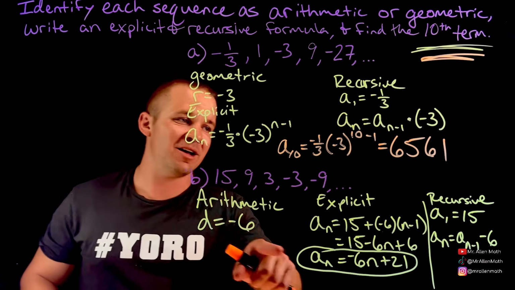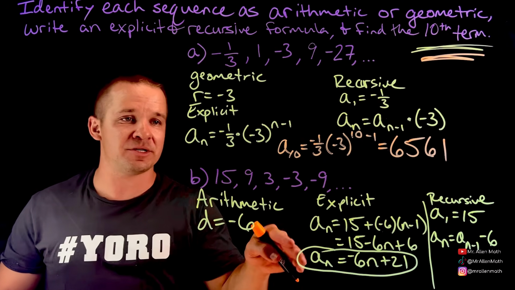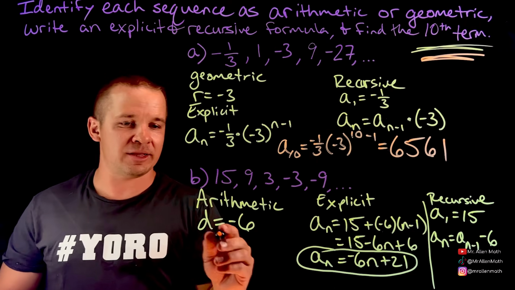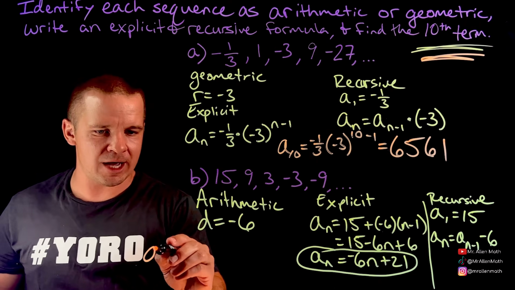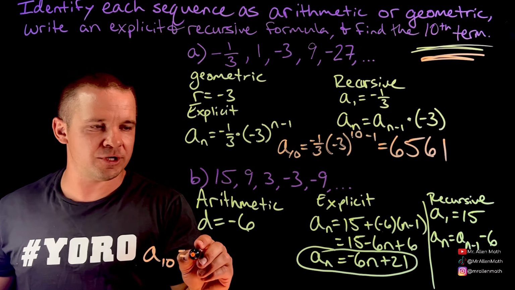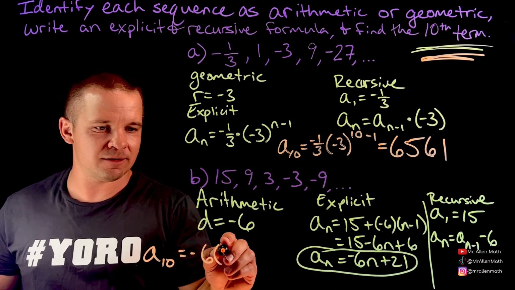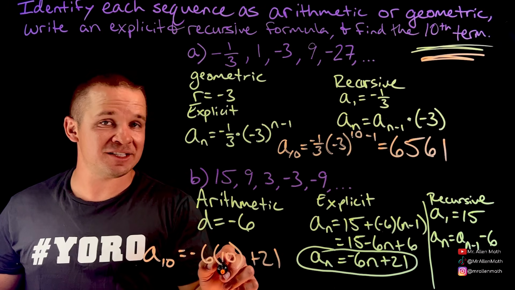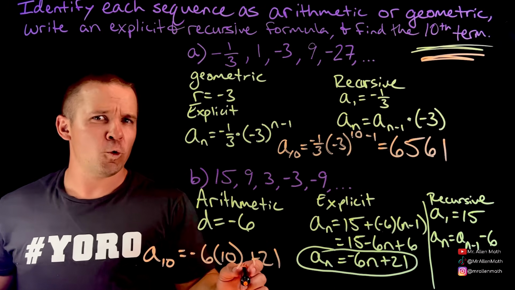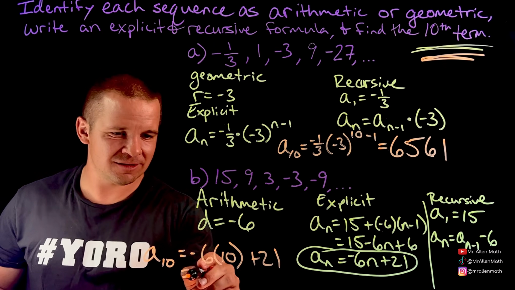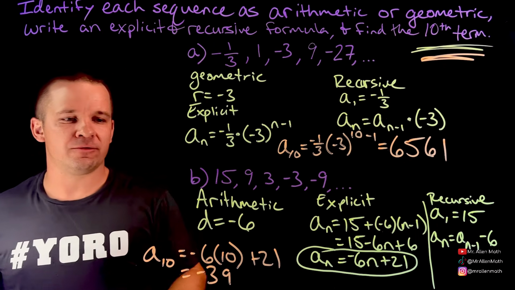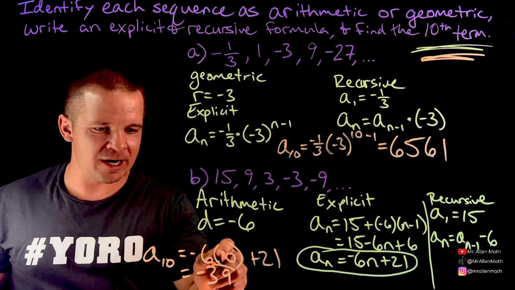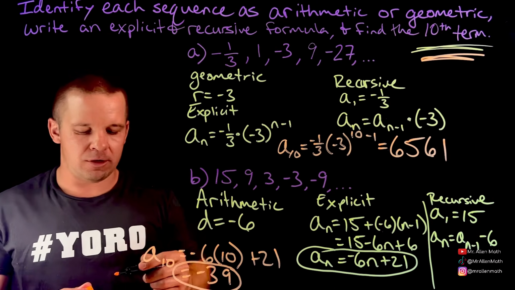All right, this one here, 10th term. Again, I like to use the explicit for this, right? So our 10th term is going to go in right there. So A sub 10 is equal to -6 times 10 plus 21, okay? So I got -60 plus 21. Is that -39? Beautiful. Beautiful. All right, guys. There we go. -39 will be my 10th term there.